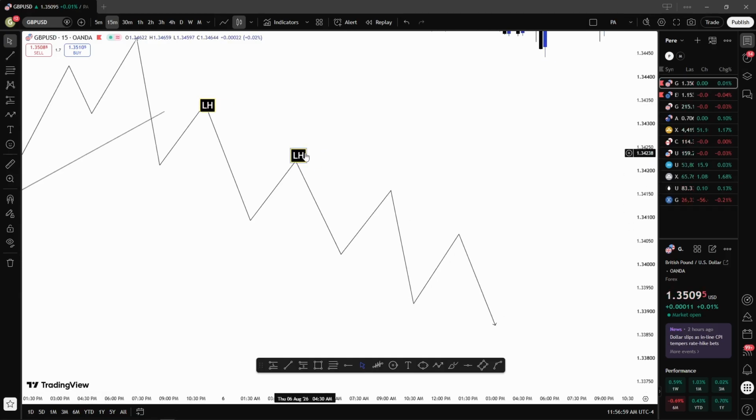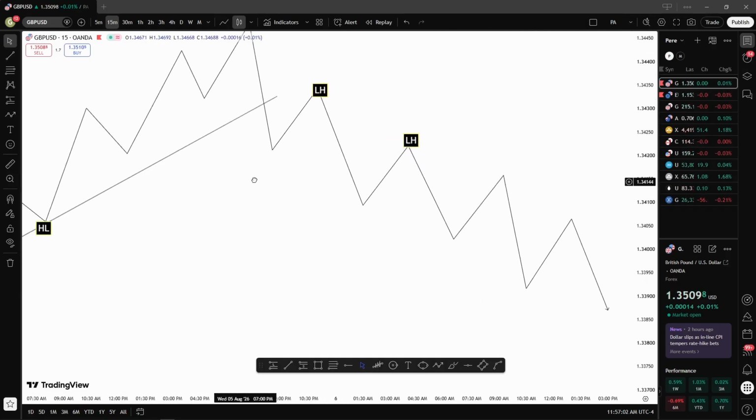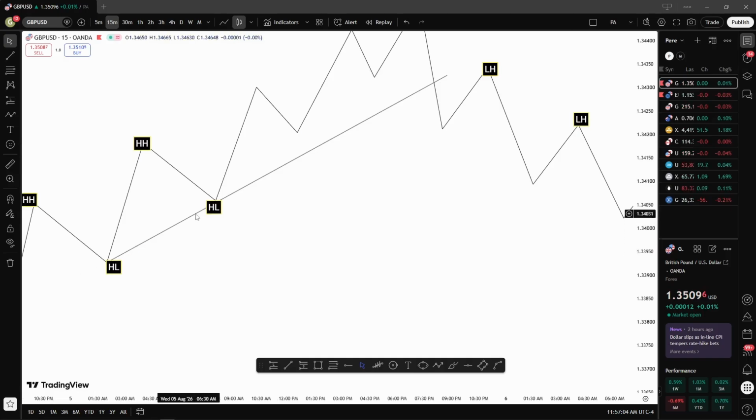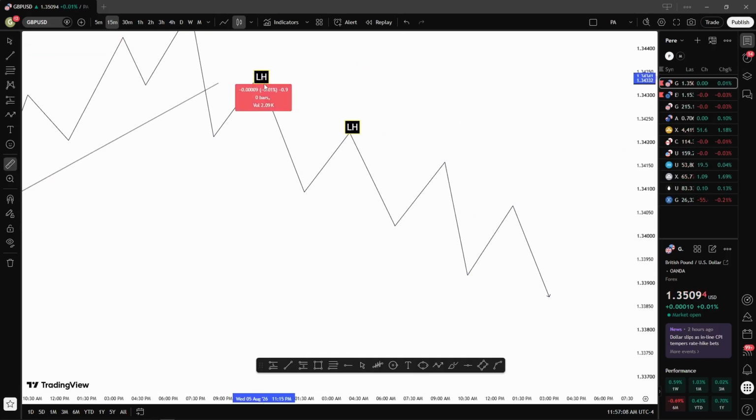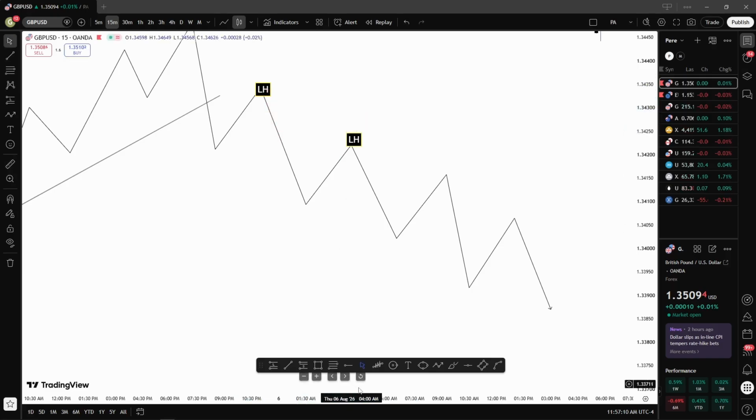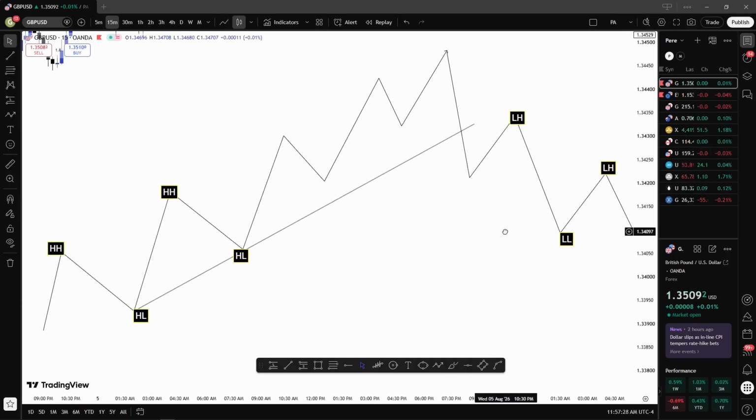Now on the other hand, the lower side here, instead of calling them higher lows, over here we call them what? Lower lows, which are often identified with LL. So let me just write it out as well. Uptrend creates higher highs and higher lows, downtrend creates lower highs and lower lows.